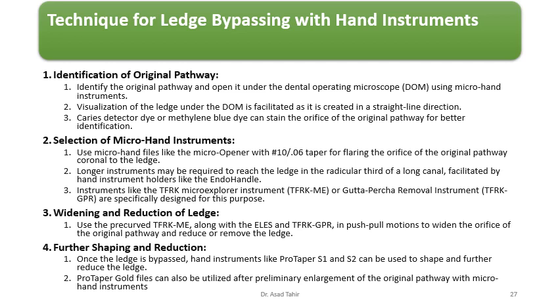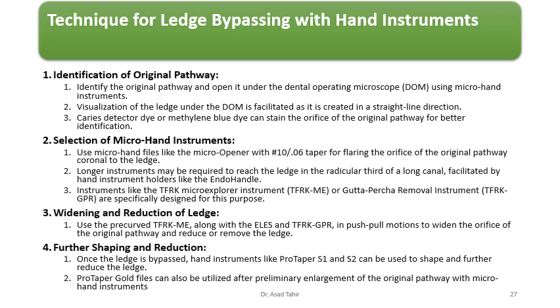Selection of microhand instruments. Use microhand files like the micro-opener with #10/.06 taper for flaring the orifice of the original pathway coronal to the ledge. Long instruments may be required to reach the ledge in the radicular third of a long canal, facilitated by hand instrument holders like the endo handle. Instruments like the TFRK Micro Explorer, TFRK-ME, or gutta-percha removal instrument, TFRK-GPR, are specifically designed for this purpose.